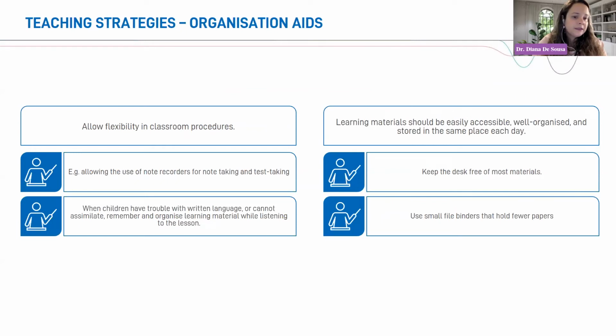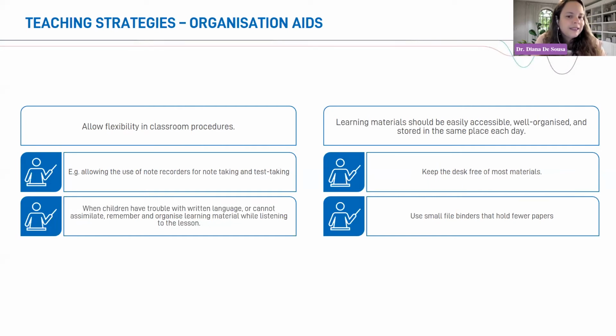we have allowing flexibility in classroom procedures, which is, for example, in certain instances, allowing the use of a note recorder for note-taking or test-taking. When children have trouble with written language or cannot assimilate, remember, and organize learning material when listening to the lesson, note recorders and audio recorders are very helpful. And it's important that flexibility is put in class, but also that having a learner with a learning disability is integrated into the class in a way that doesn't make that learner feel put on the spot or feel stigmatized in relation to their peers.